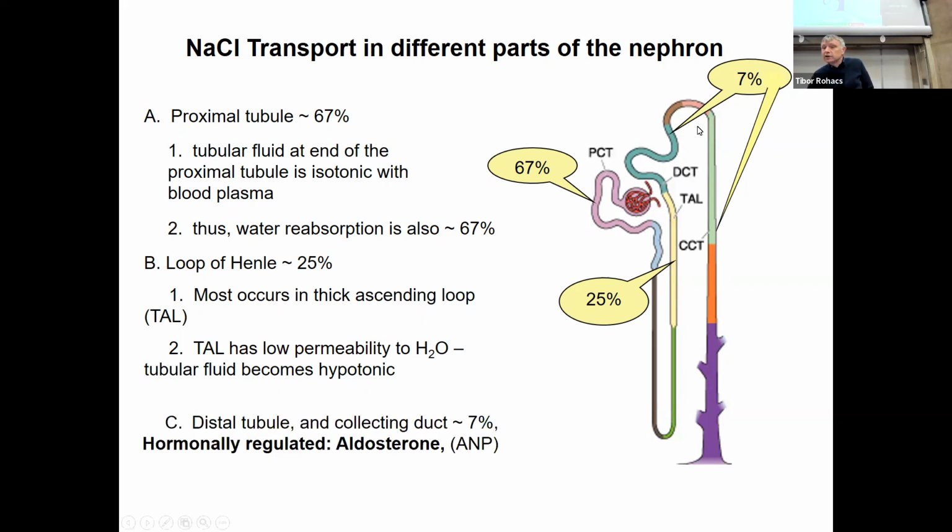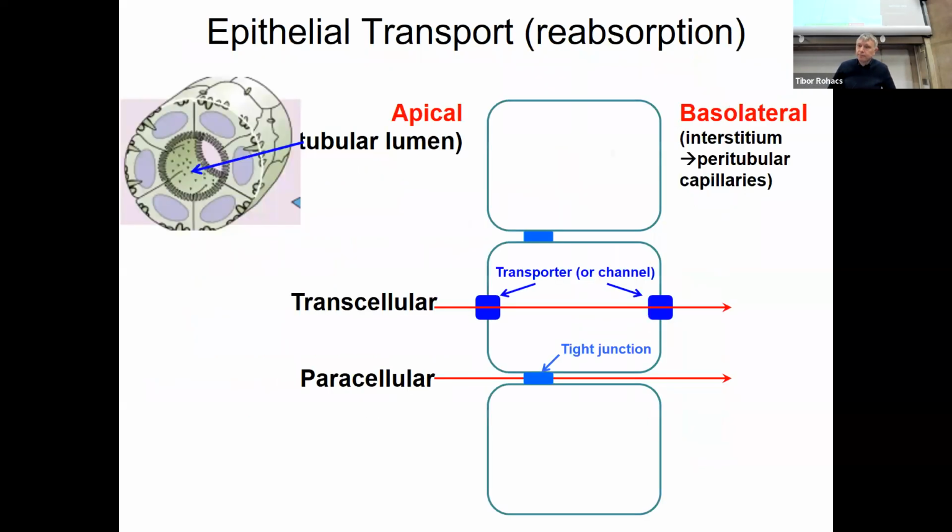And the more distal parts, the distal tubule and the collecting duct, will reabsorb around 7% of the filtered sodium. Even though it's quantitatively minor, this is the part where the major hormonal regulation takes place by aldosterone. So again, everything builds on sodium. This is where I'm going to briefly discuss epithelial transport mechanisms.